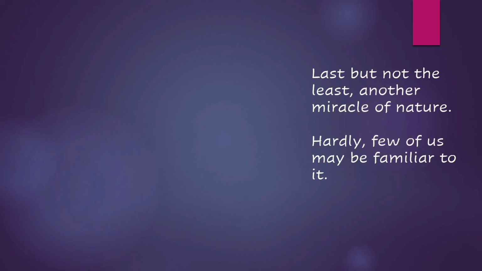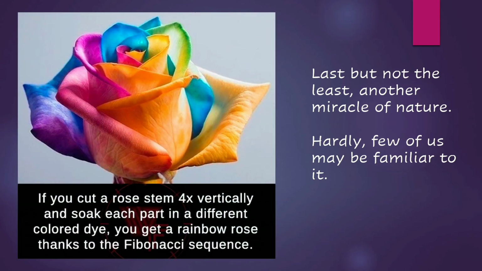Last but not least, another miracle of nature, which hardly a few of us may be familiar with. Wow, great. Cut a rose stem 4 times vertically and soak each part in a different colored dye. You get a rainbow rose. Thanks to the Fibonacci sequence. This is the miracle of nature.